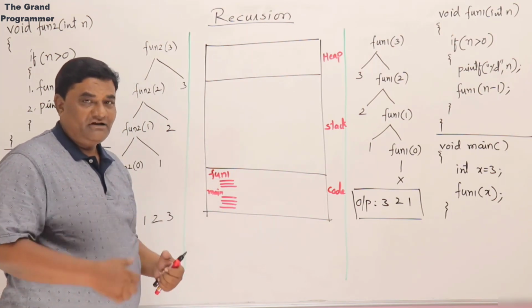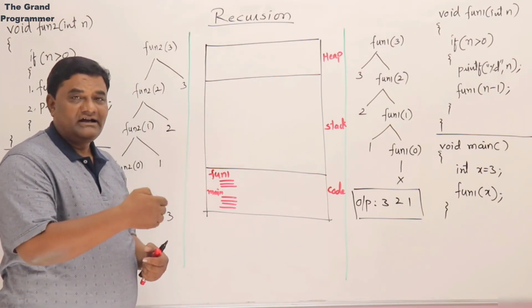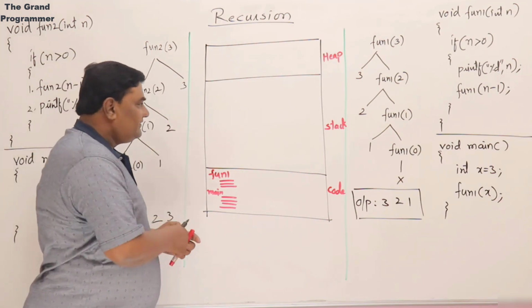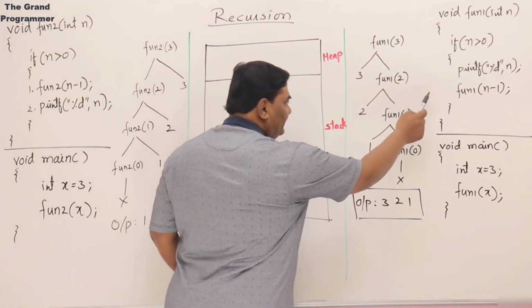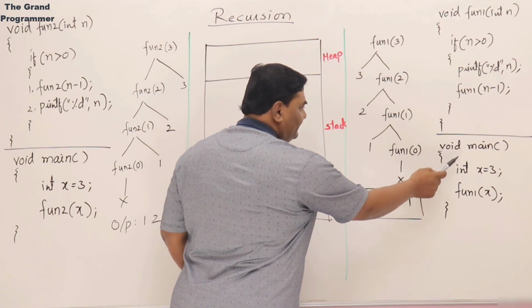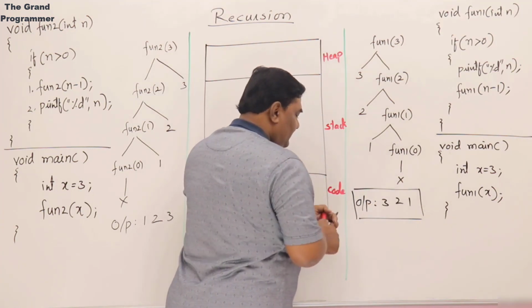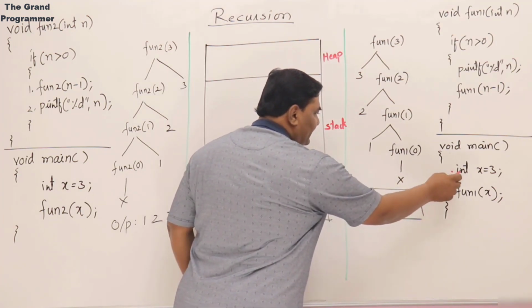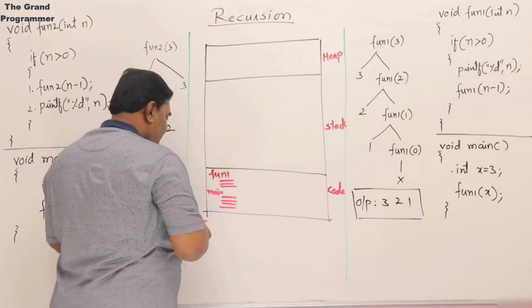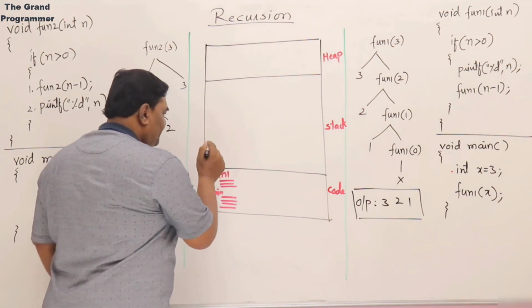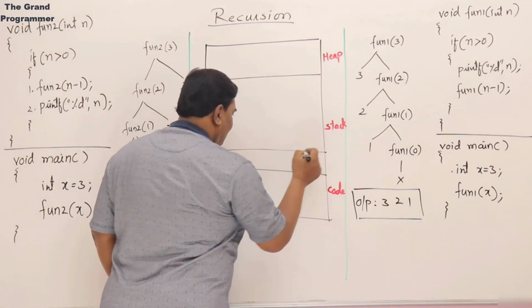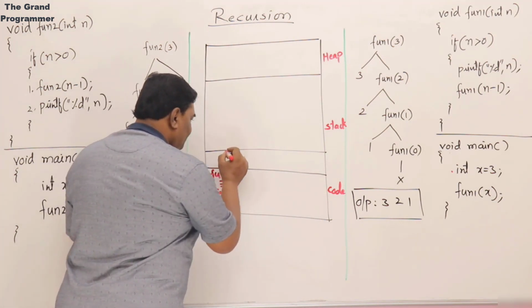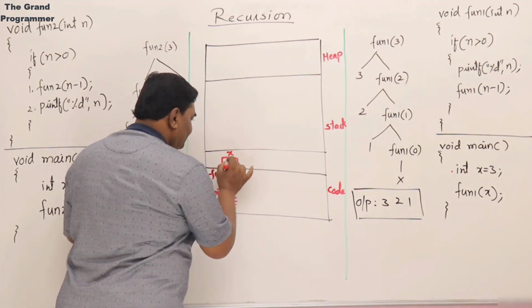Now let us run the program and see how the stack is created. The program starts executing from main function. So the first function is main function. In that main function, the first statement is that x is created. So an activation record for main function is created, and it will have its own variable, that is x, having value 3.